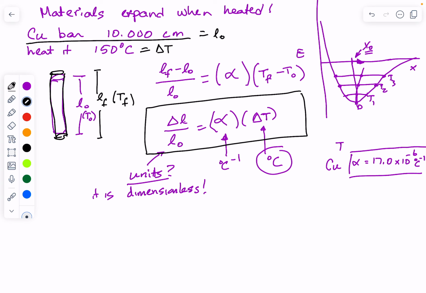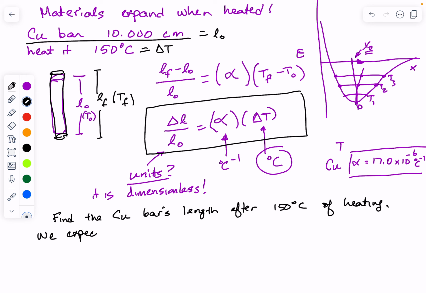And so what I'd like us to do right now is to find the copper bar's length after 150 degrees C of heating. And so what do we expect? We expect it to get longer, right? It started at 10.000 centimeters, so we're expecting something a little bit longer than that. Not much, but a little bit longer.